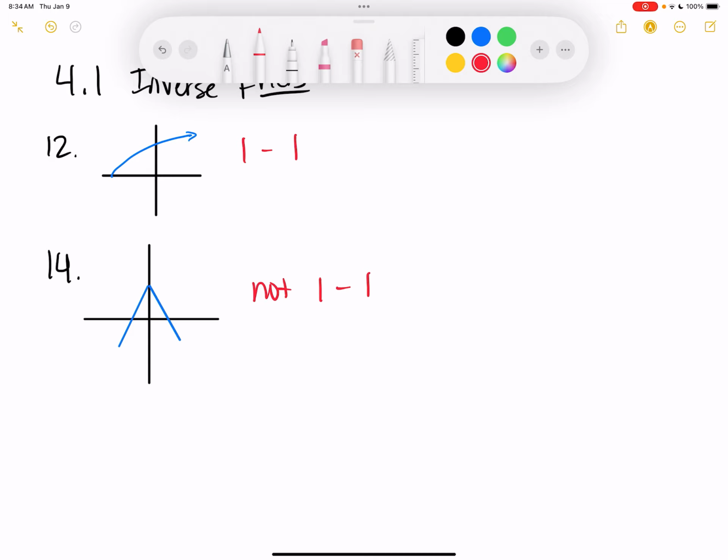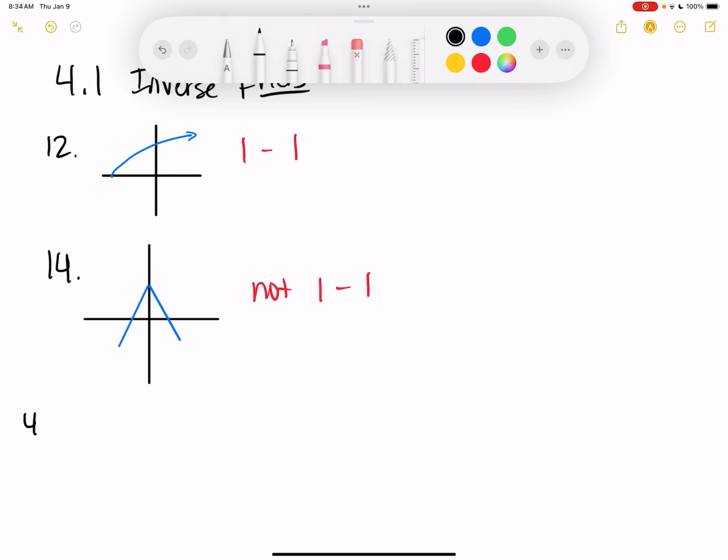Anyway, so the next thing says use the definition of inverses to determine whether f and g are inverses. So basically we're going to have an f of x function and a g of x function. We're going to plug them into each other. And if it comes out to be equal to x, they are inverses. If not, then they are not.